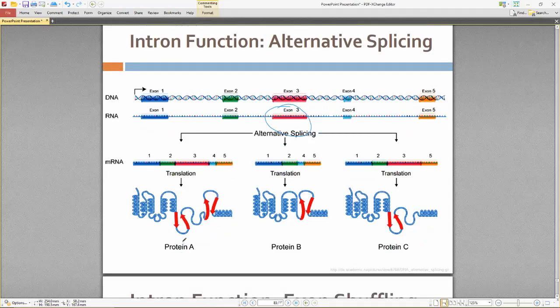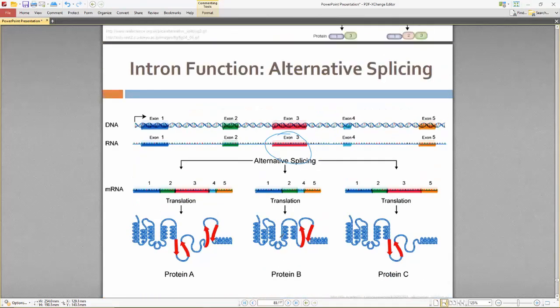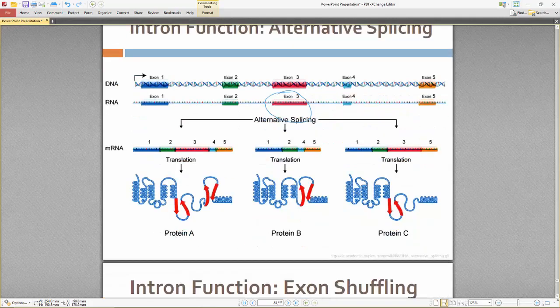The resulting proteins from the different polypeptide chains are different. They have different shapes, which means that they would have different functions even. So from one gene, you have created 3 different proteins, or 3 different polypeptide chains. That's a better way to put it.